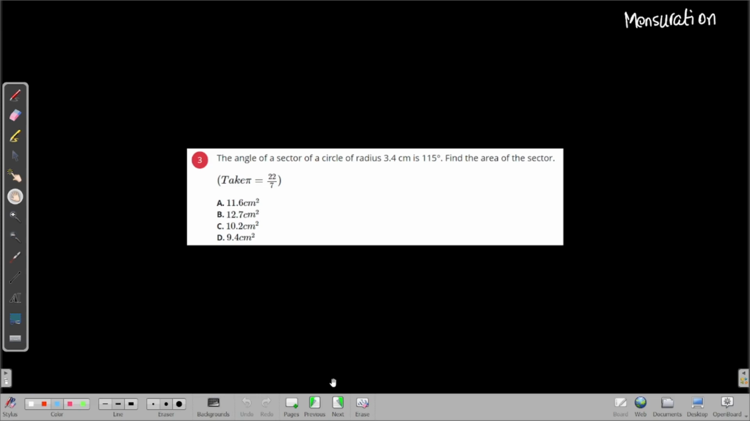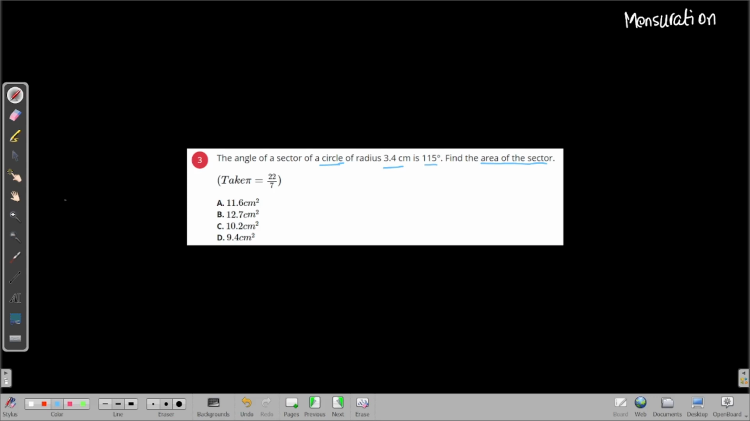This next question is on mensuration. Mensuration basically has to do with the measurement of perimeters, areas, and volumes of different shapes, both plane shapes and solid shapes. The shape we're dealing with here is a plane shape, a circle. We're told to find the area of a particular sector. The angle of the sector is 115, the radius is 3.4, and we're given the value of pi.